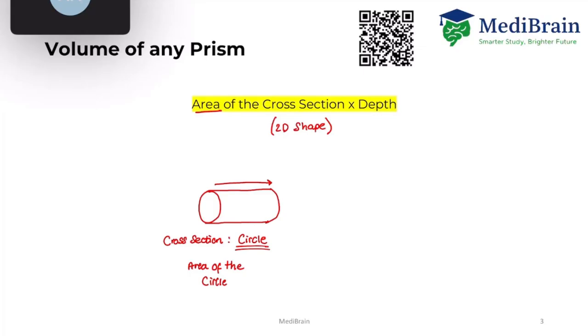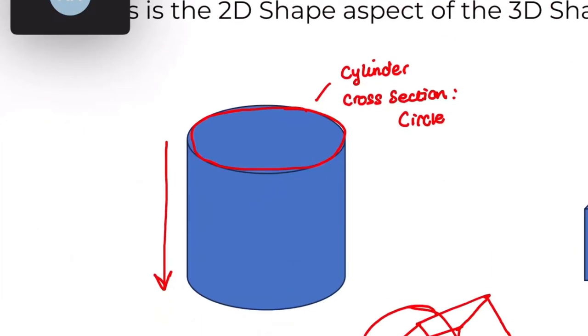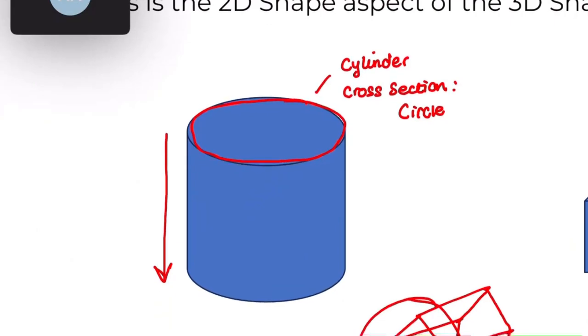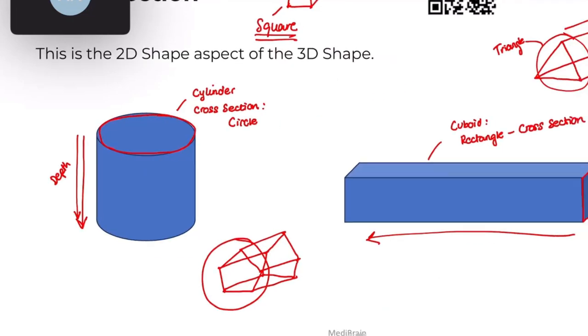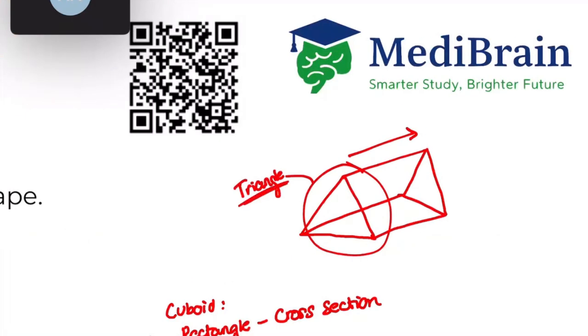If we looked at this shape over here, we know that the cross section is a circle. The circle is present at the top. The distance the circle goes down, this distance over here, how much through the shape it goes, is known as the depth. Over here, if we had a triangular prism, we know that the cross section is a triangle. How much it is stretched is the depth. So this thing over here is the depth.